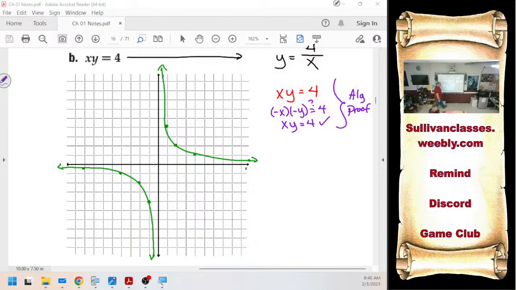For numerical support, I just have to find a coordinate on there. Whenever you're doing symmetry, never use coordinates that have zeros in them, because they're on the line of symmetry. It's like, what does your reflection look like when your face is smashed against the mirror? You can't see it. So you don't choose anything on the line of symmetry. Choose another coordinate somewhere outside.